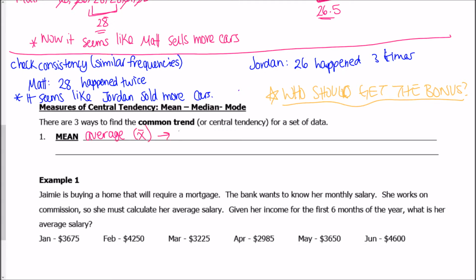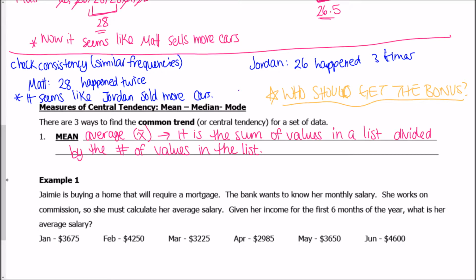And all it is, it's the sum of the values in a list divided by the number of values in the list.